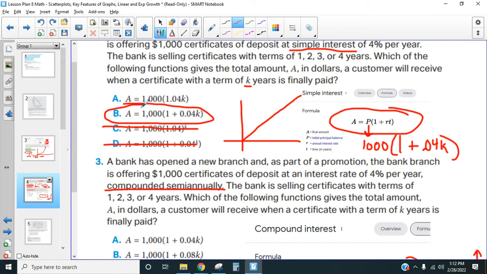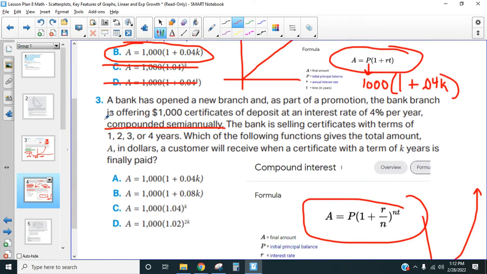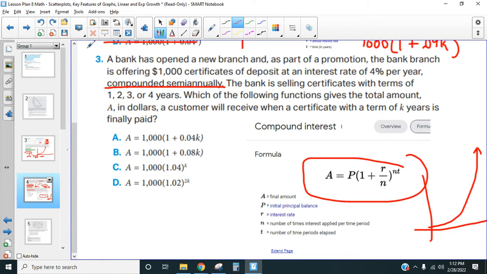A looks a lot like it, and you might even say, well, aren't they the same? Well, not quite. In order for them to be the same, there'd have to be a 1K right here. If there was a 1K, then you could combine the like terms. They look really close to the same, though, right? Anyway, it's still B.